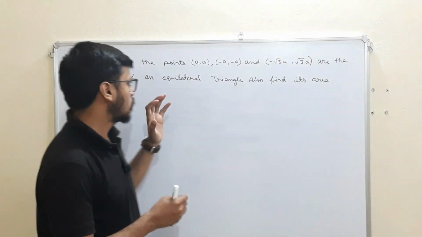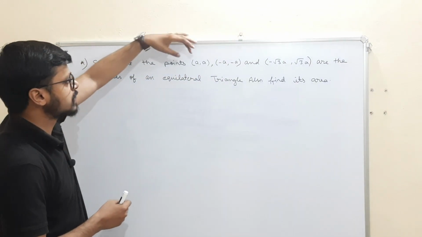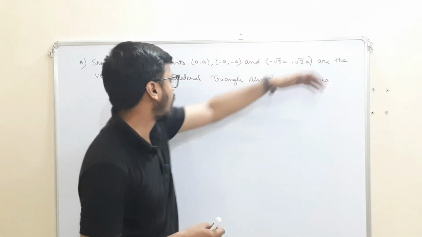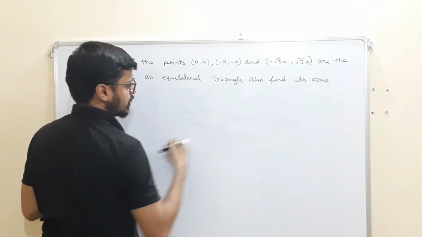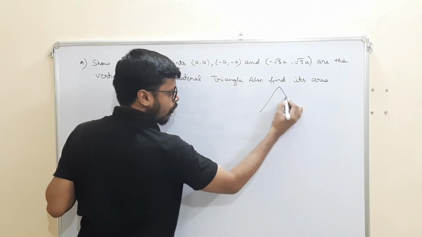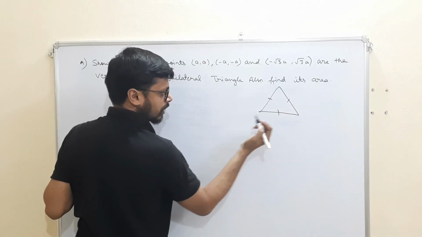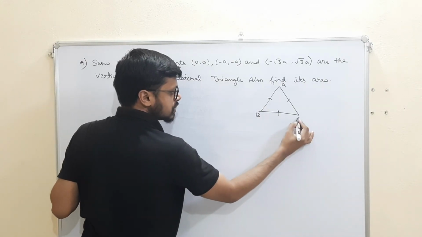Hello students, today we are going to solve this question where we have to show that the points (a, a), (-a, -a) and (-√3a, √3a) are the vertices of an equilateral triangle. Also find its area. We know that an equilateral triangle means all three sides are equal to each other, right? That is called an equilateral triangle.